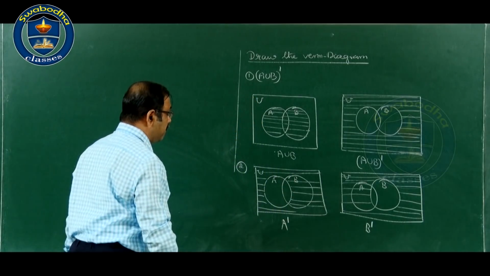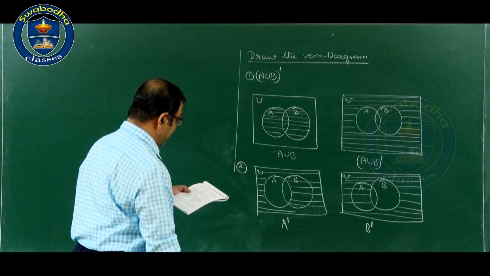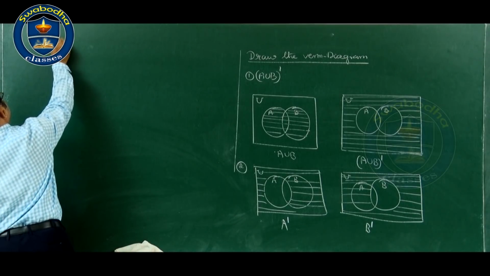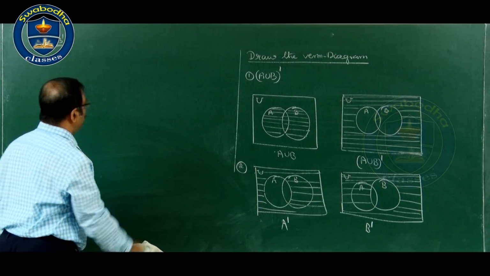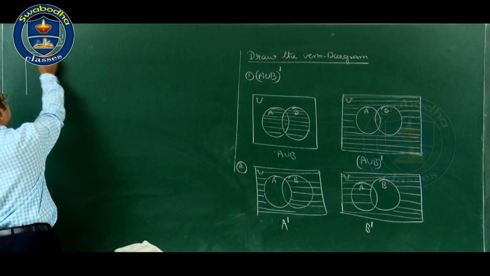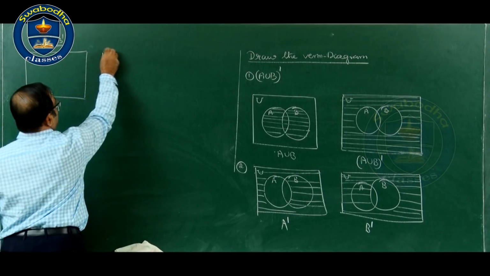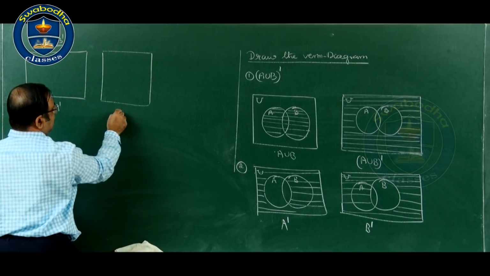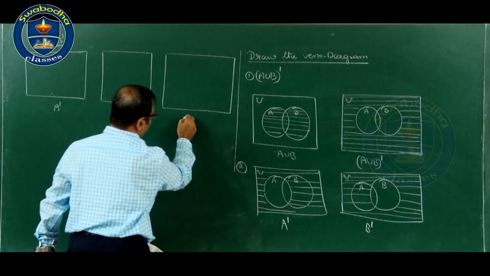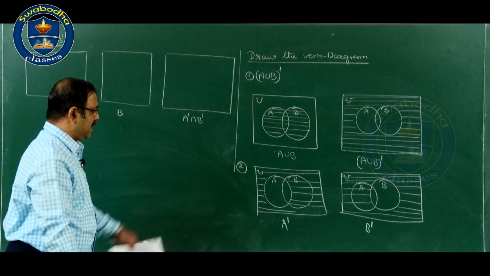Now we can write A complement intersection B complement. You can write A complement intersection B complement. See, what is this? A complement intersection B complement. How do you write? I think better I can write it here. This is A complement. Here I will write B complement. Then we can write together A complement intersection B complement. I will repeat this.